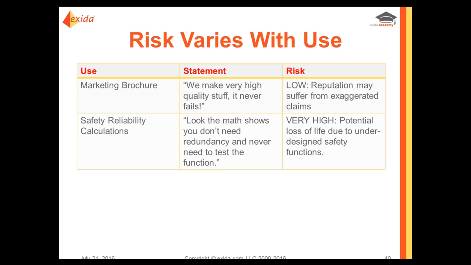But say you use that bad data in safety reliability calculations, and you say, look, our math shows you do not need any redundancy, and you never need a proof test or to test the function. You just put this final element in, and you never need to touch it again. It's good to go. Well, what's the risk for that? Well, it could potentially be very high. What if you do need a redundant system because you used overly optimistic data? Or what if you did need to proof test, and proof test a lot more often than you were, and say that valve needs to be called into action and it's stuck open? It cannot shut down the process. Well, you have a potential loss of life due to under-designed safety system.